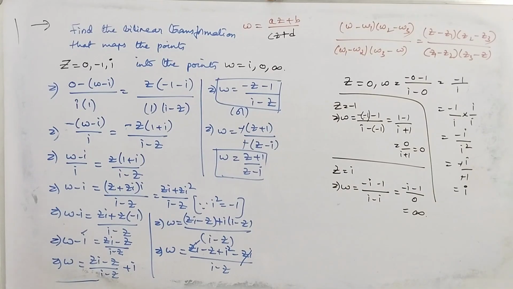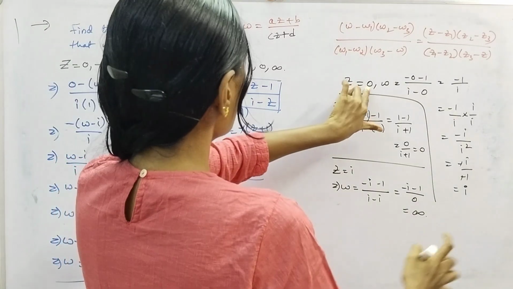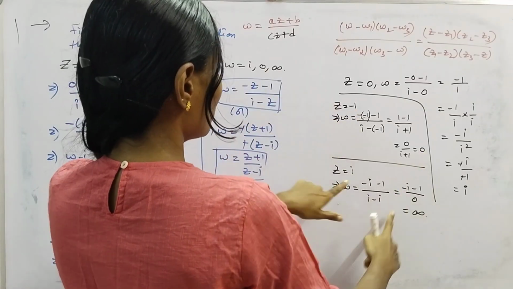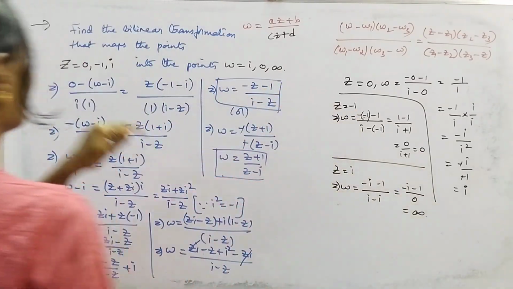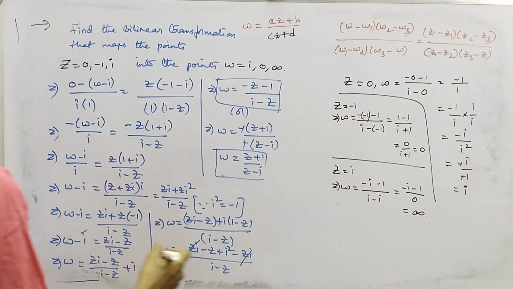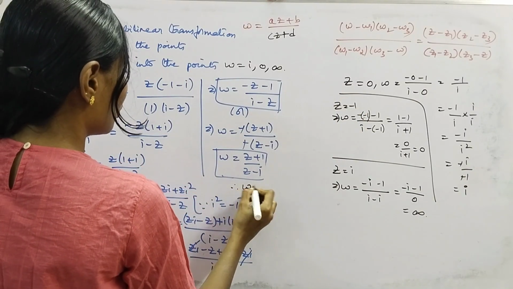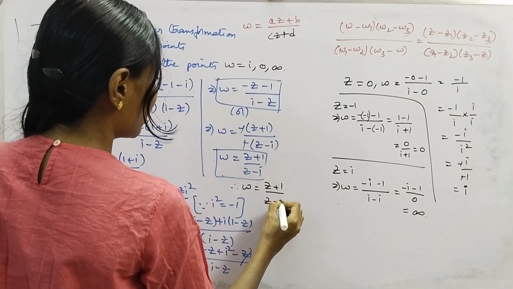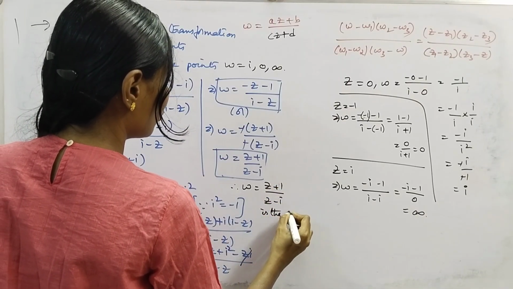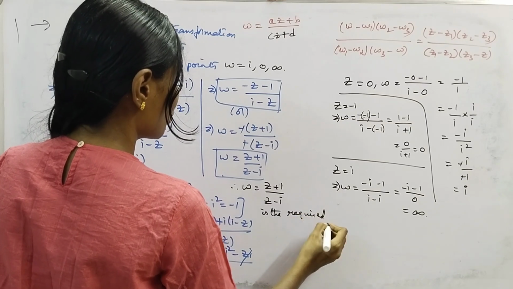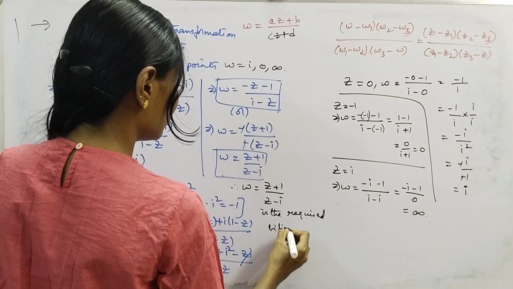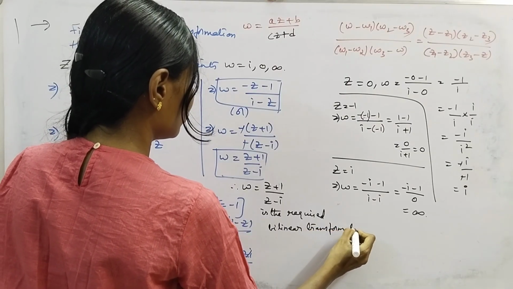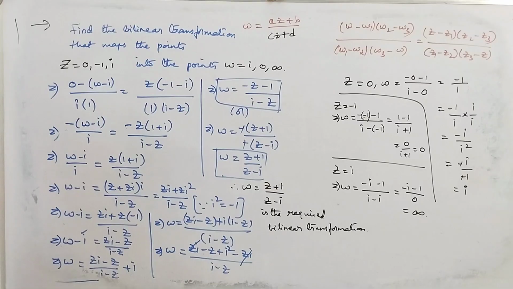So this is the verification part. When z equal to 0, omega equal to I. When z equal to minus 1, omega equal to 0. When z equal to I, omega equal to infinity. Okay. So finally this shows that therefore omega equal to z plus 1 by z minus I is the required bilinear transformation. This completes the problem.